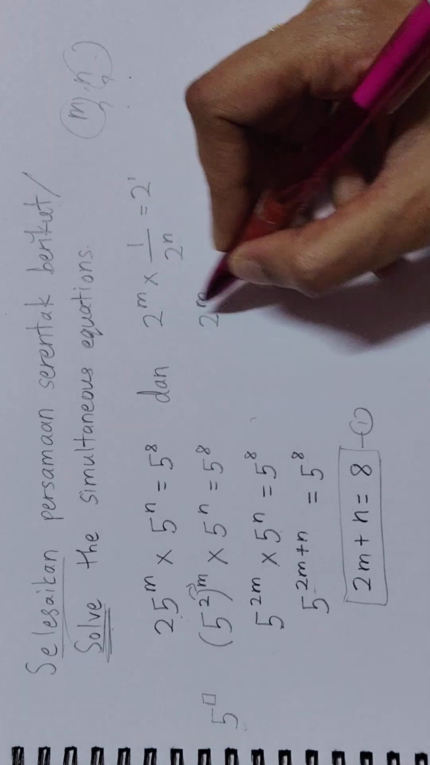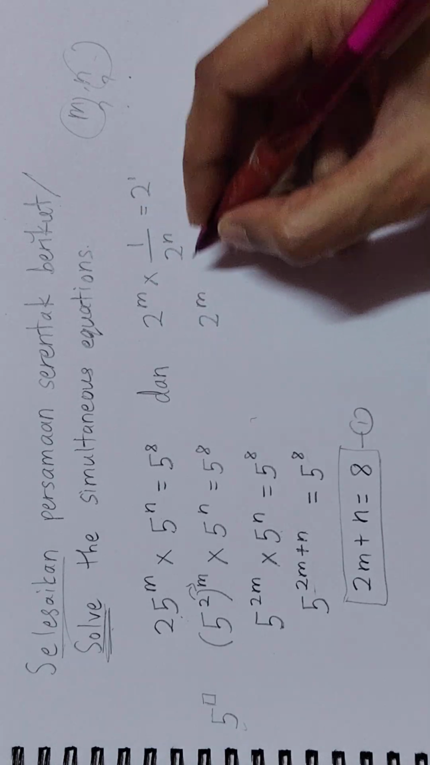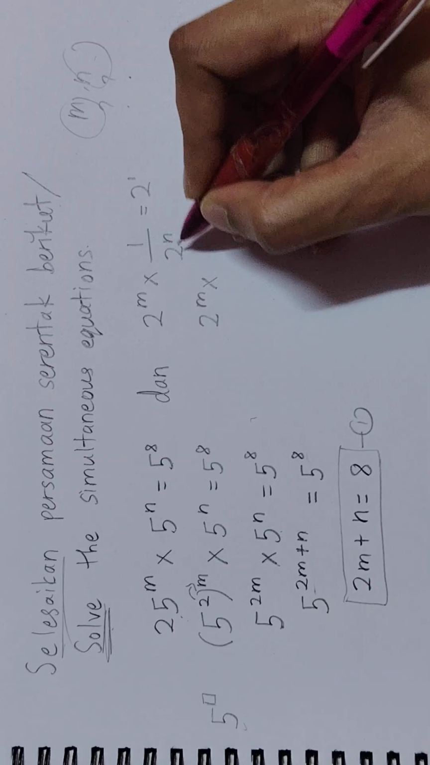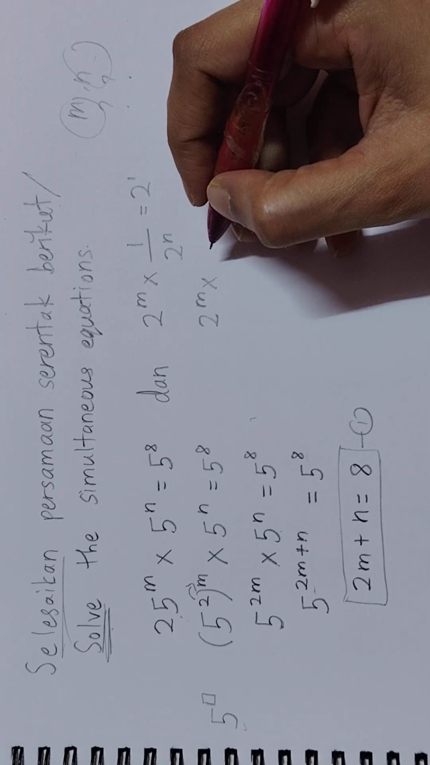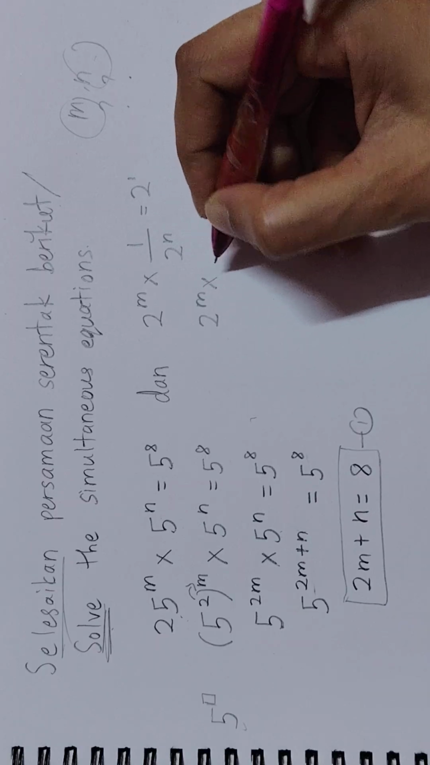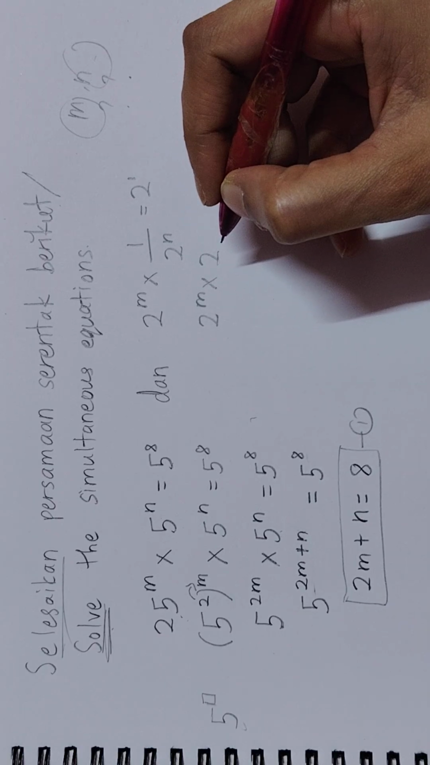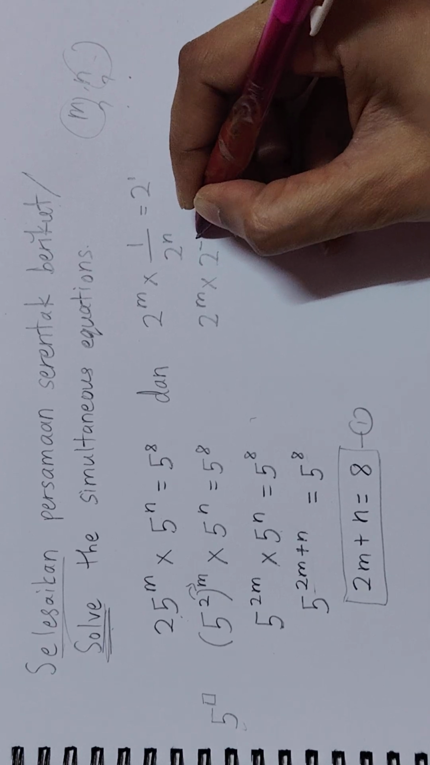Okay, so I write this 2 to the power of m, I bring it down. Times, I put the same thing, times 2, 1 over 2n. If we want to change it to the base 2, we will write here 2 to the power of negative n.